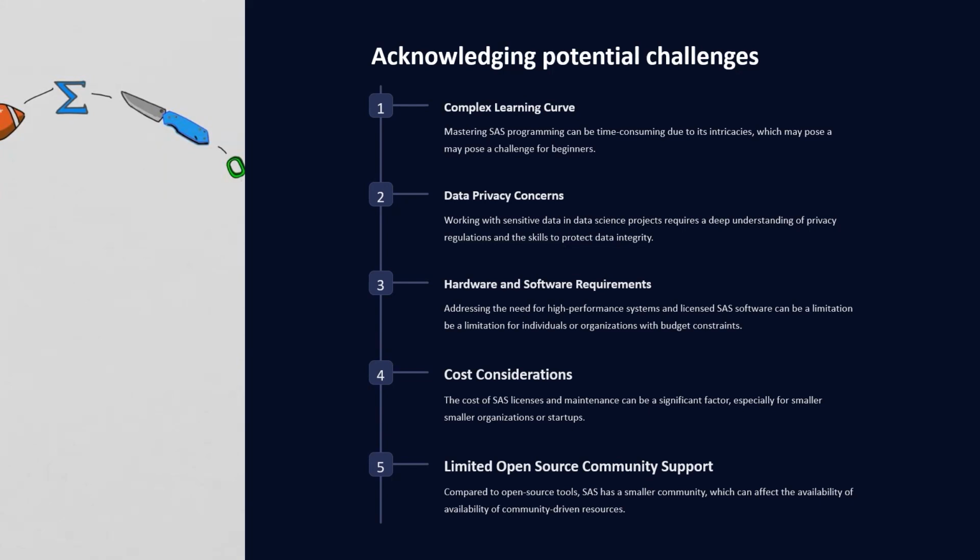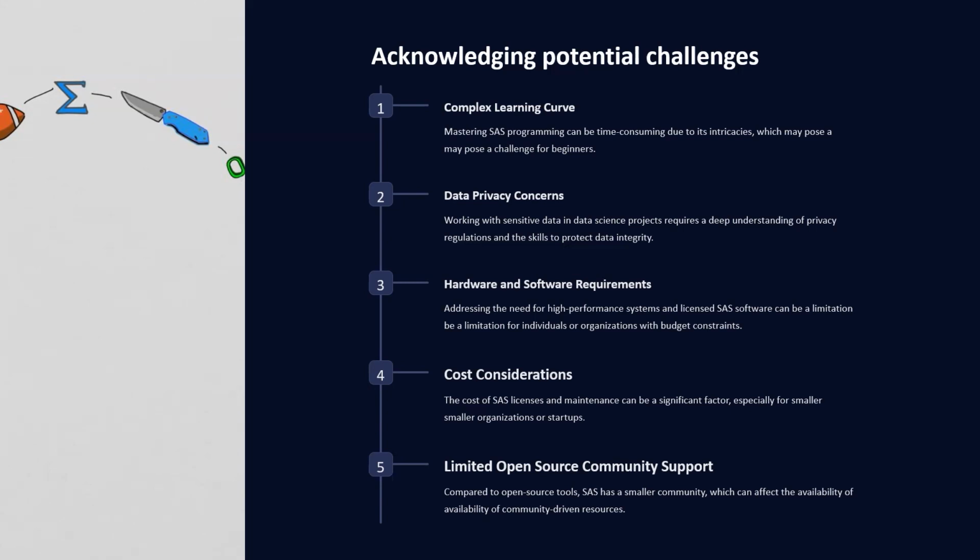Next, we have data privacy concerns. Working with sensitive data in data science projects requires a deep understanding of privacy regulations and the skills to protect data integrity. The challenge it poses is that handling sensitive data requires stringent privacy measures. SAS, being used in various industries, including finance and healthcare, must adhere to strict data privacy regulation and compliance standards. The impact it could have is that failure to address data privacy concerns adequately can lead to legal issues, reputational damage, and loss of trust. Organizations using SAS need to ensure that the data handling practices align with industry and regional privacy regulations.